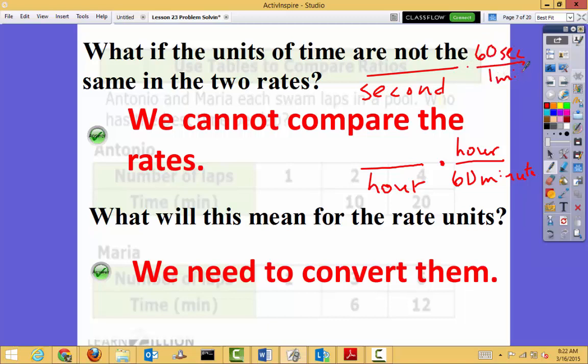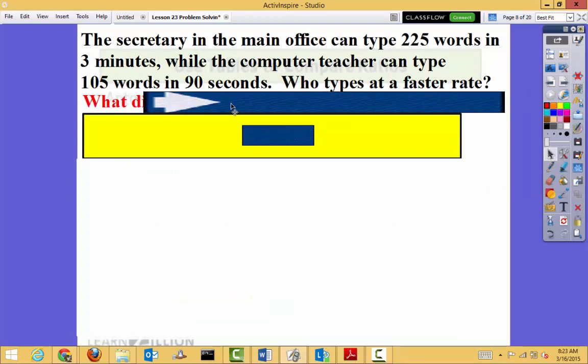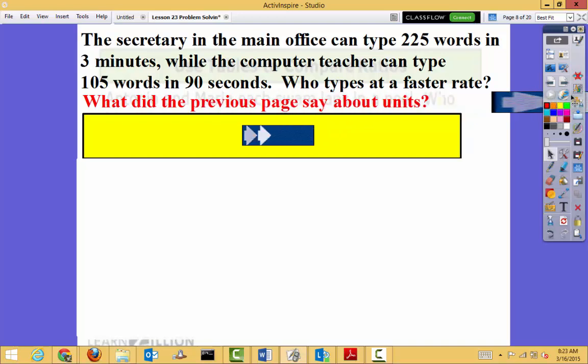So this way, I'm left with minutes to minutes. Or I can convert them all to hours, or I can convert them all to seconds. But either way, I need to make it so they're the same unit. So the secretary in the main office can type 225 words in 3 minutes, while the computer teacher can type 105 words in 90 seconds. Who types at the faster rate?